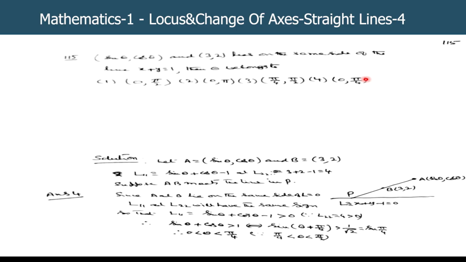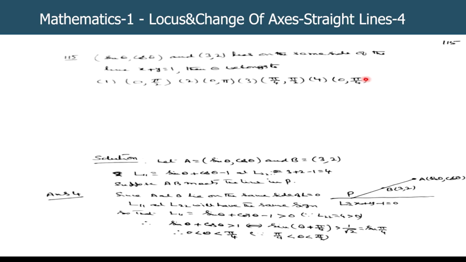Two points A (x1, y1), B (x2, y2) lie on the same side of a line L equal to 0 if and only if L11 and L22 have the same sign. Here they lie on the same side. Okay. So therefore L11 and L22 must have the same sign. So here L11 is equal to sin theta plus cos theta minus 1, because the line L is equal to x plus y minus 1. And L22 is 3 plus 2 minus 1, which is 4.